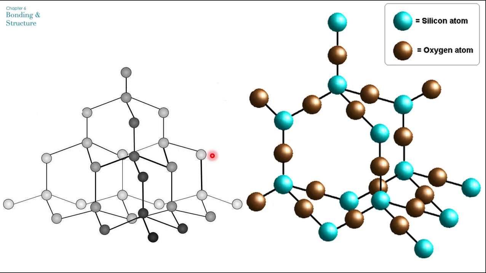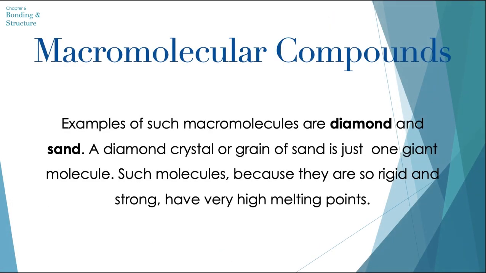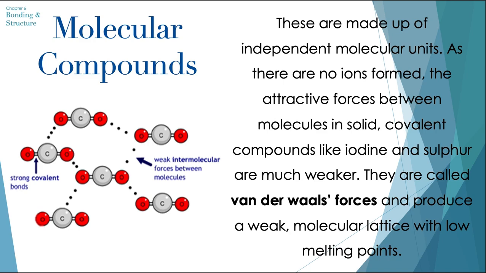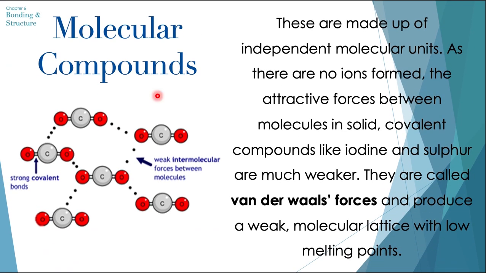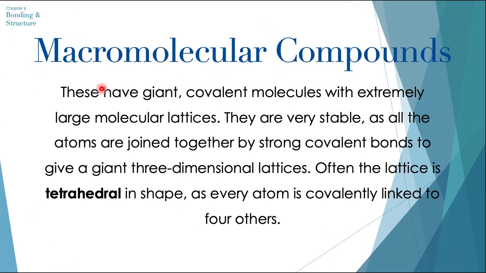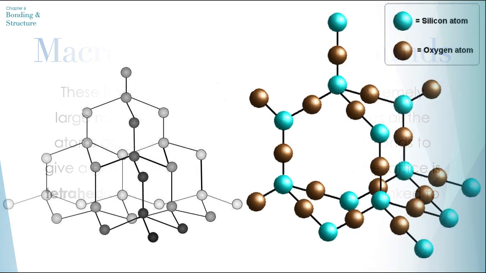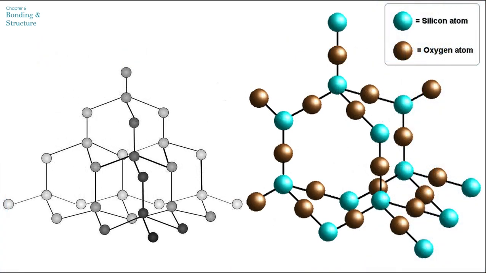And in these compounds, every atom is linked with 4 other atoms. So this is what macromolecular compounds and molecular compounds are. These are the 2 different structures of covalent compounds. I hope you've understood the van der Waals forces, and you've also understood the crystal lattices that ions form. These crystal lattices are formed by ions. Then the molecular and macromolecular compounds are formed by covalent compounds. And you've understood this tetrahedral shape of these lattices.